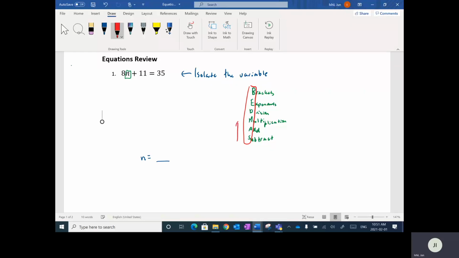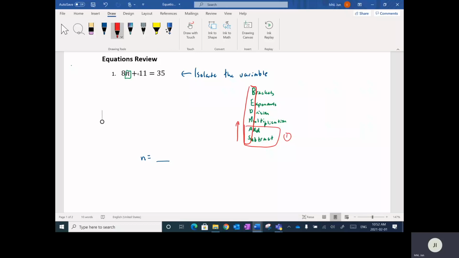Now the thing with solving equations is that you're going to do BEDMAS backwards, because we're isolating the variable. So what we want to do first is look for any addition or subtraction. This is our first step: look for any addition or subtraction on the side of the variable.